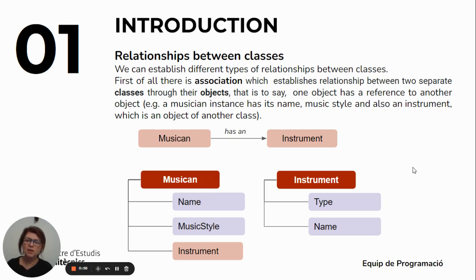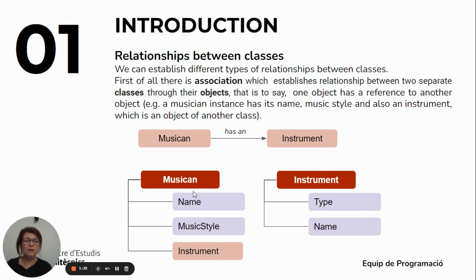So let's talk about association. Association establishes a relationship between two separate classes through their objects. That is to say, one object has a reference to another object. Example, a musician has an instrument. So the musician has a name, a music style, and an instrument, which is an object of another class. The instrument has a type and a name.